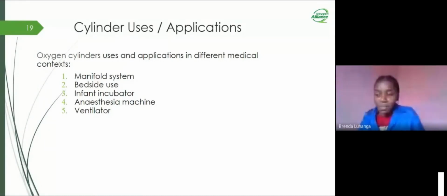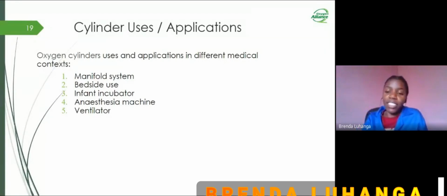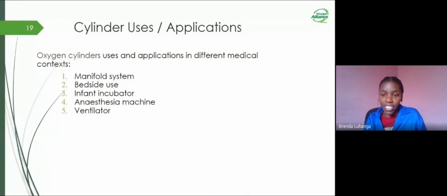My name is Brenda Ruhanga, as he has mentioned, and I will take you through the cylinder uses and some of their applications. Oxygen cylinders are an oxygen source in various medical settings, and these are some of their uses in a medical context. They are used in manifold systems, at the bedside of patients. They're also used in infant incubators, anesthesia machines, and ventilators. Moving on.